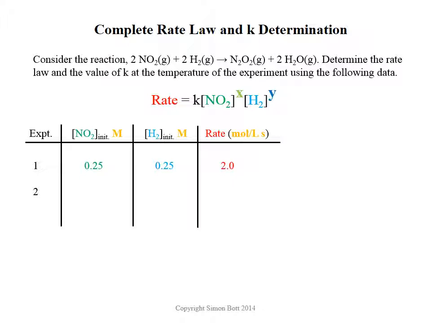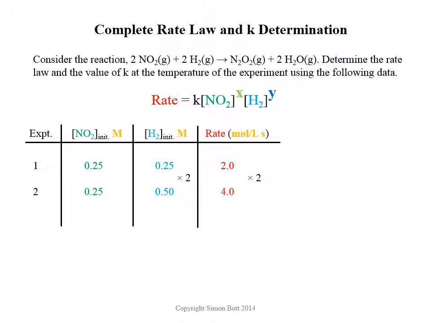So what we'll do for our second experiment is let's keep our NO2 constant, but let's use a different H2. So now we can see what effect changing H2 has on the rate. And we find in our experiment that the rate is 4. Well, how does this help us? From experiment 1 to 2, we doubled the concentration of H2. And what we found is that it doubled the rate.